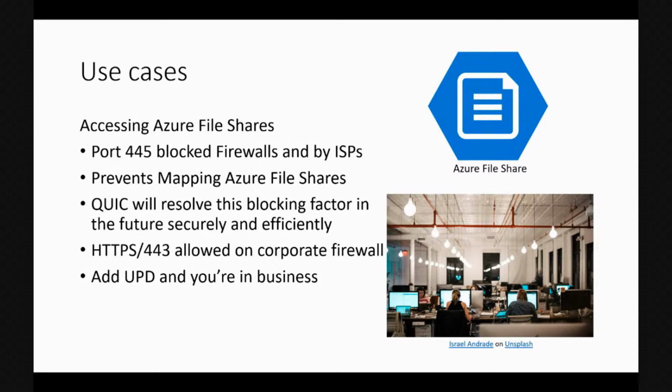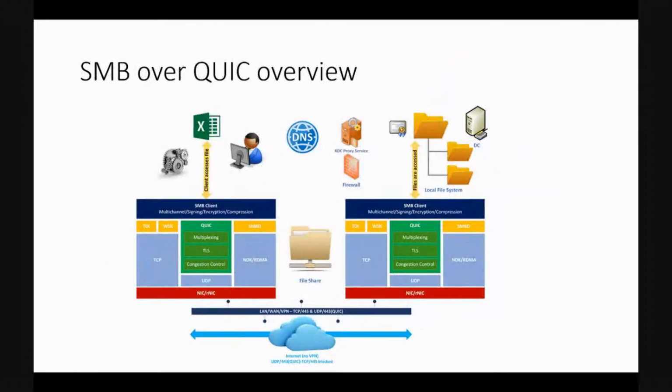So kind of a cool thing to be able to do. So if you look at QUIC, you look at your network driver, you have a client here, you have a file server here, you will have a firewall and DNS and a KDC proxy. We'll get back to that later, but you have a file share. And normally in the WAN, you will have TCP 445 and UDP 443 enabled.